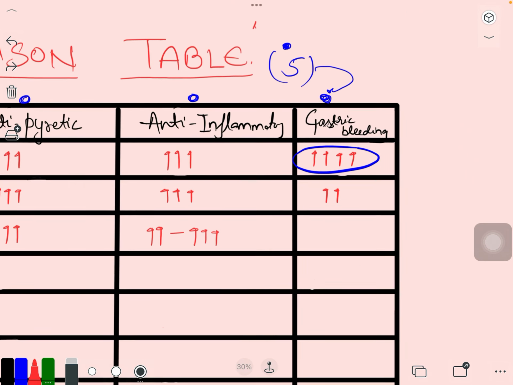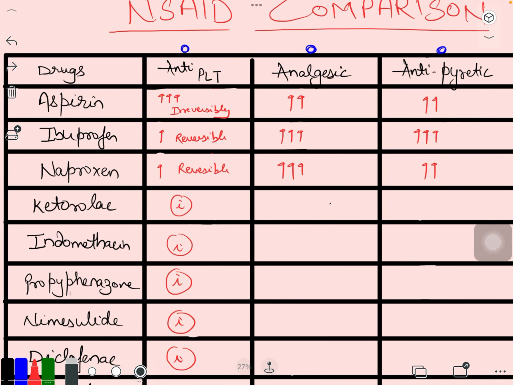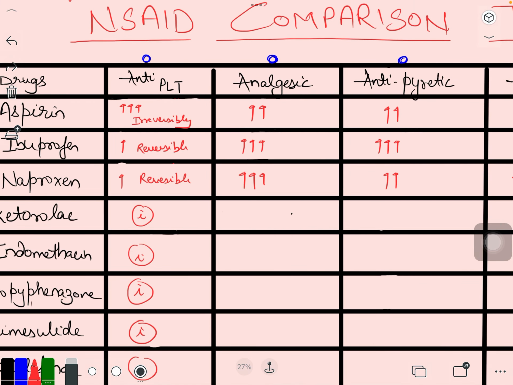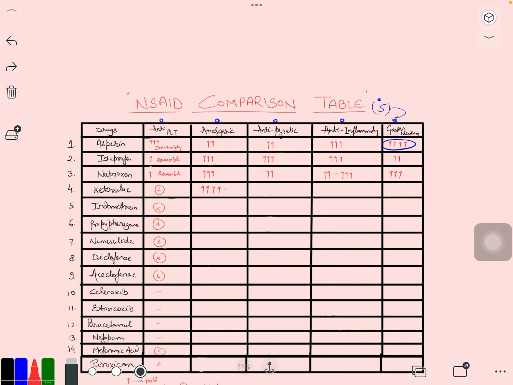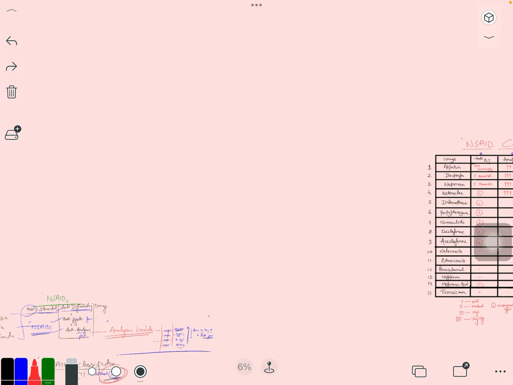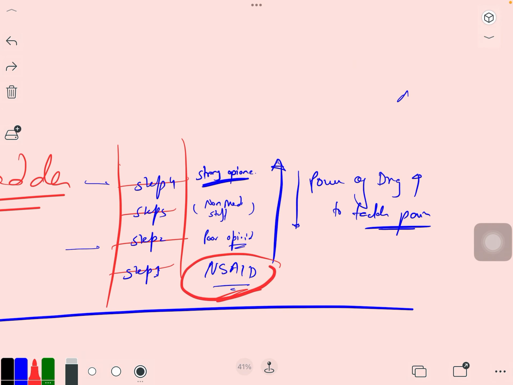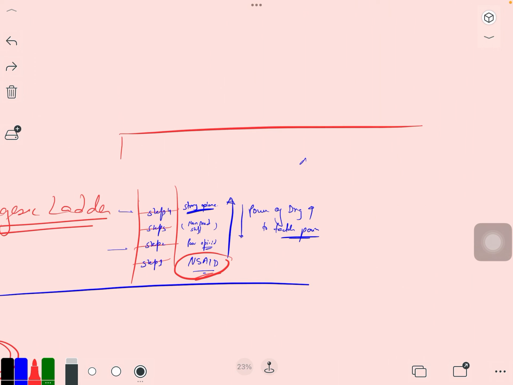Right, so we were on gastric bleeding. Naproxen has a higher risk of causing gastric bleeding as compared to ibuprofen. Next is ketorolac. Ketorolac is very high analgesic. Among the whole NSAID family, ketorolac is probably the best. I'm talking about the NSAIDs, right? Remember we have discussed the analgesic ladder. We are over here right now, okay? So whenever the patient comes, ask the patient for the pain scale, right?